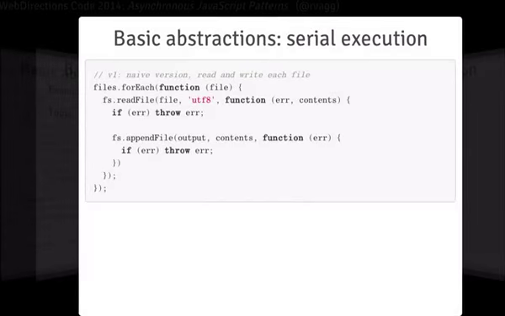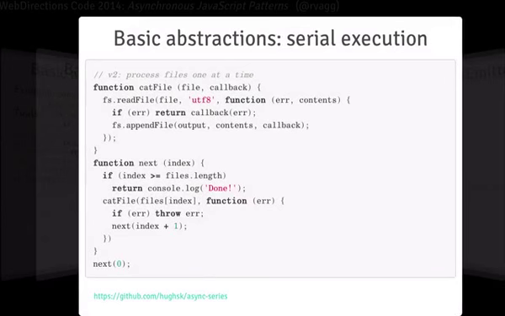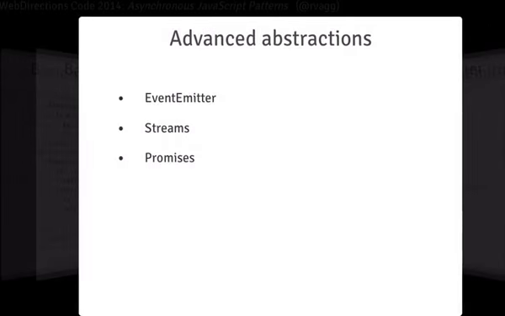And it's easy to extract that into a utility. You might call it serial or series. And you'll find something like that in most asynchronous helper libraries like async.js. I think it's for each series or just series. But it's really not a hard construct to build. Some advanced abstractions: event emitter, streams, and promises. We'll have a quick look at each of these.